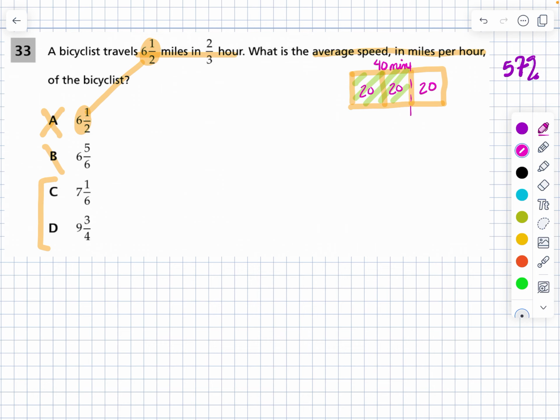Okay, now that we have that settled, we can set up a proportion. We can say that, let's see, 6, and I'm going to change a half to 0.5. So 6.5 miles is to 40 minutes, and we're looking for X miles, we don't know what that is yet, X miles is to 1 hour, and that's 60 minutes. Okay, so now we can solve this problem.